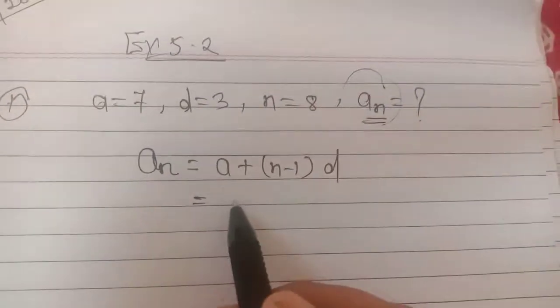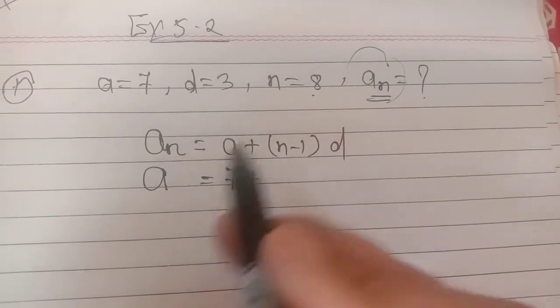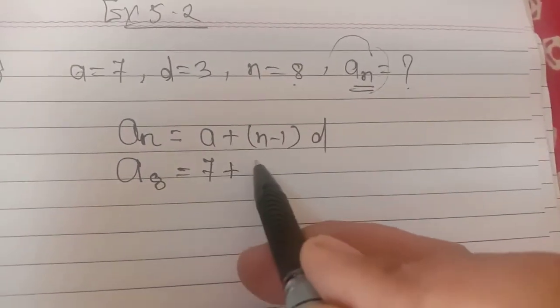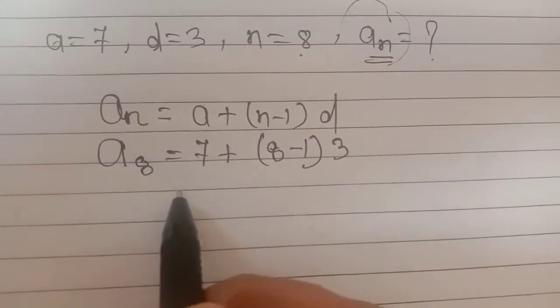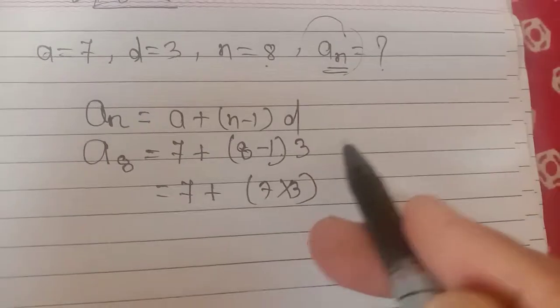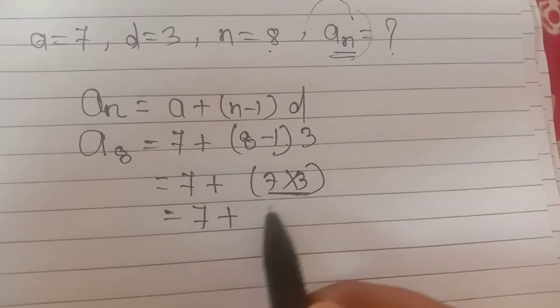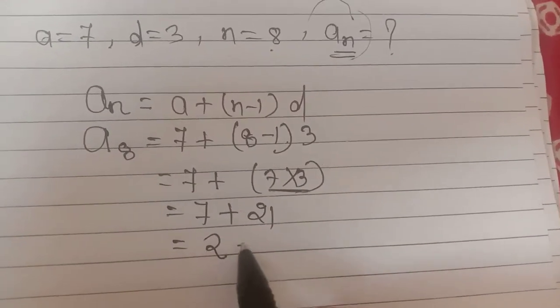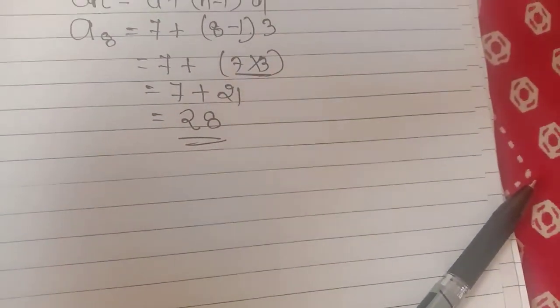So the value of A is 7 plus, 8 is given, so we have to find the 8th term. So 7 plus 8 minus 1, and what is the value of D? 3. Simply we are putting the value. So 7 plus 8 minus 1, it is 7 into 3. We will use the BODMAS process for solving this. First I will multiply it. So 7 plus 7 3s are 21, so it will be 28. Clear? So by this way the value of A8 is 28. So we have to put the value and find the answer accordingly, whatever our need.